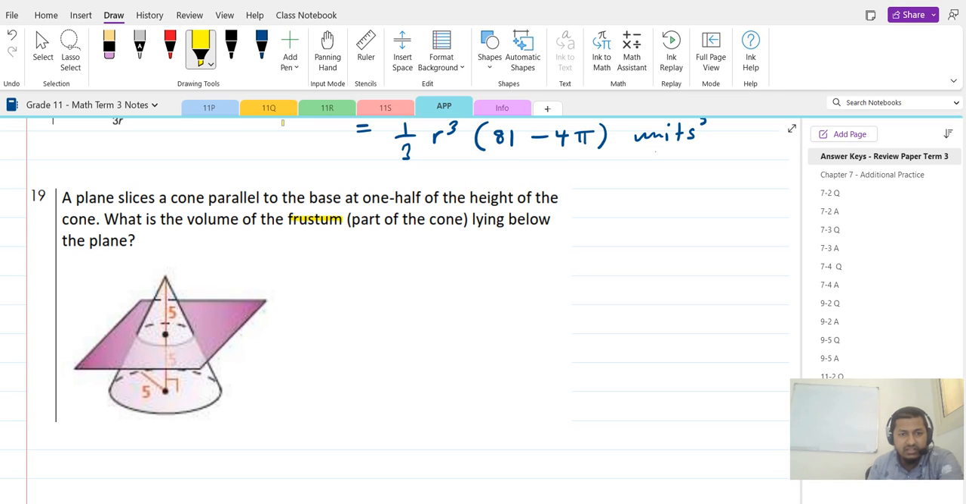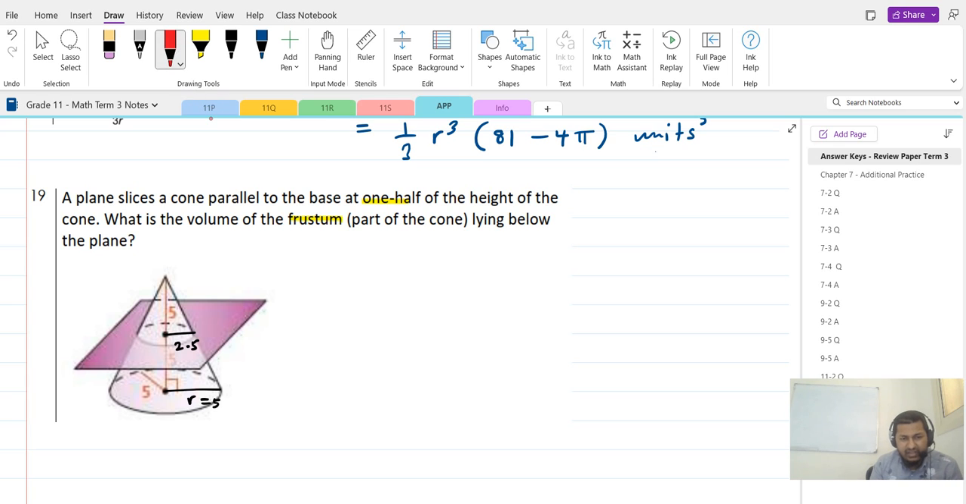So a plane slices a cone parallel to the base at 1/2, so it's cut in half, right, of the height of the cone. What is the volume of the frustum part of the cone lying below that plane? So remember, the total height of the cone is 10 and the height of the small cone is 5. So we can draw this thing here. So the radius over here is 5. So the radius of the smaller cone at the bottom, the piece that's cut out, is 2.5.